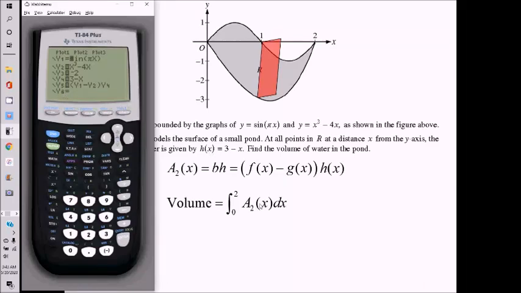So quitting out of there now, let's do math 9, integral from 0 to 2. And at this point, I need to do alpha trace y5. So alpha trace y5. There we go. And we'll put an x in the dx and press enter. And that gives us 8.370, if I round it off to 3 decimals.